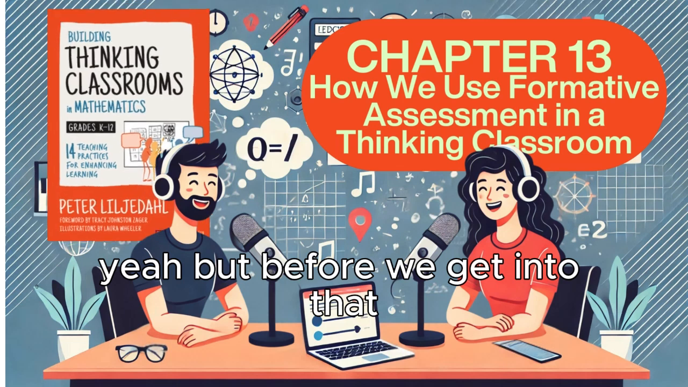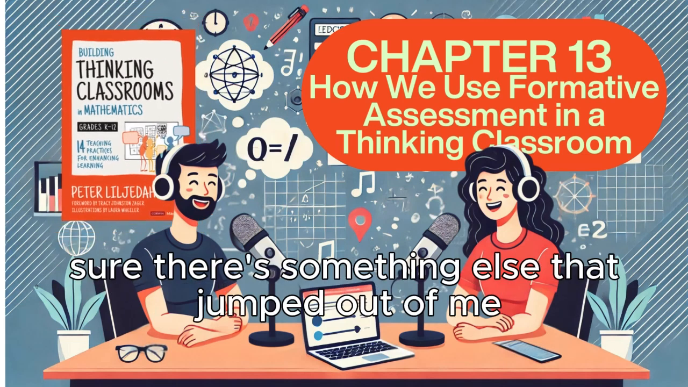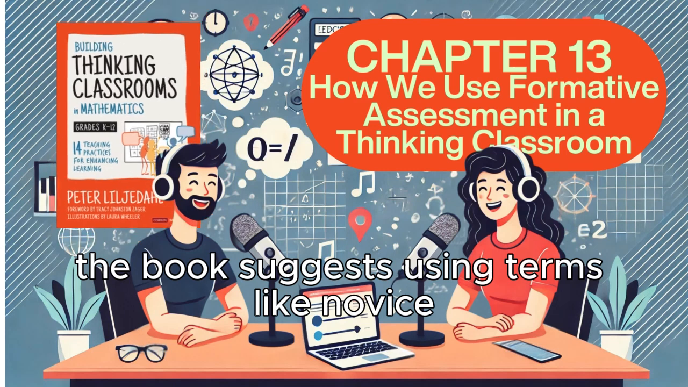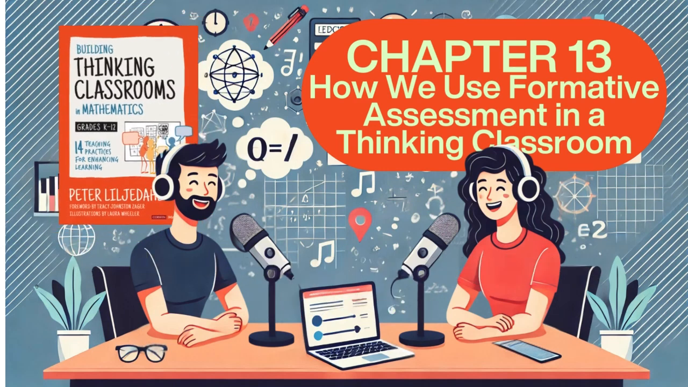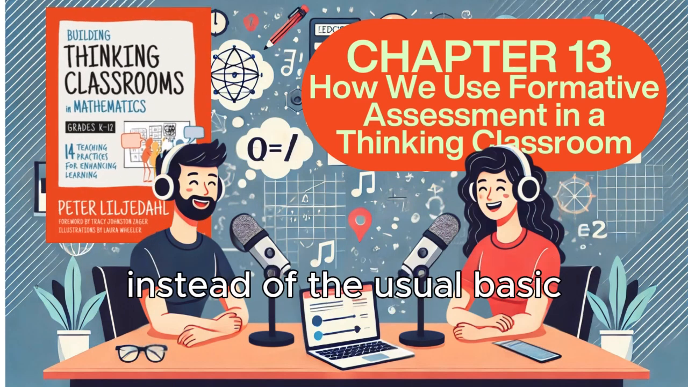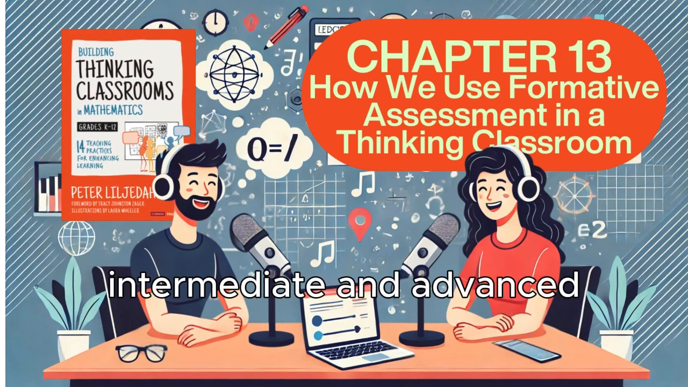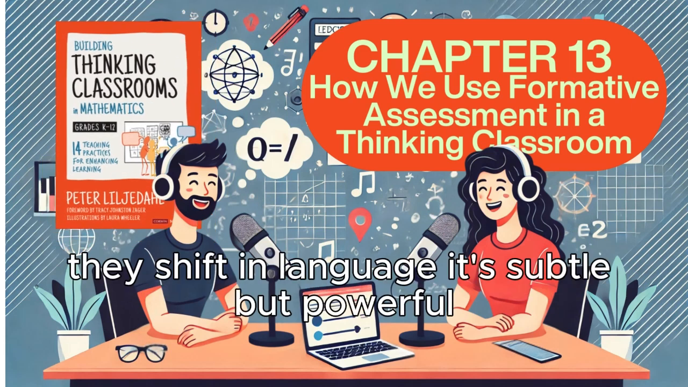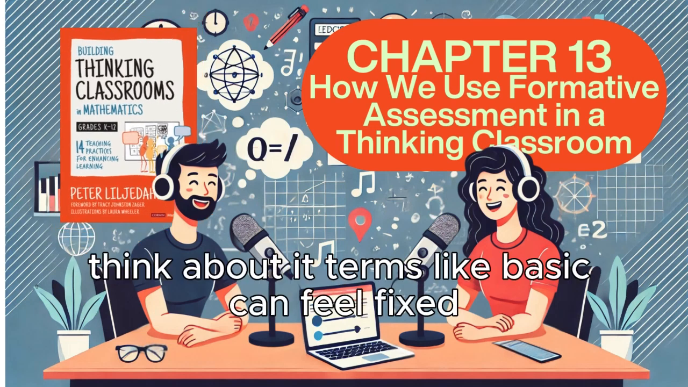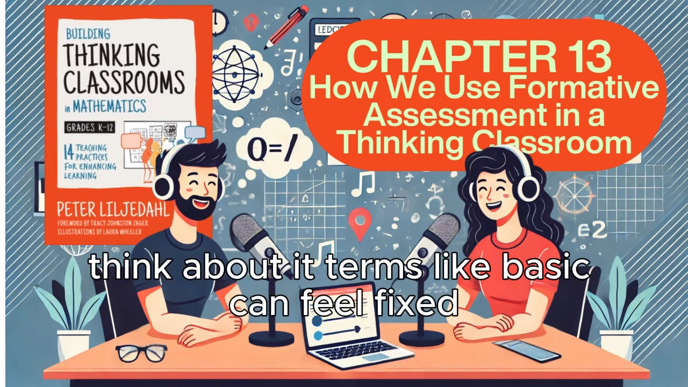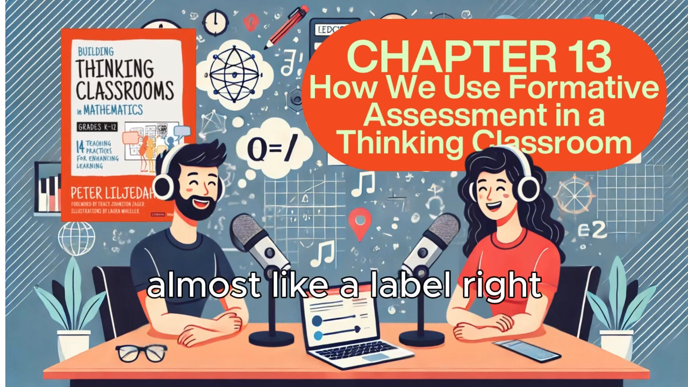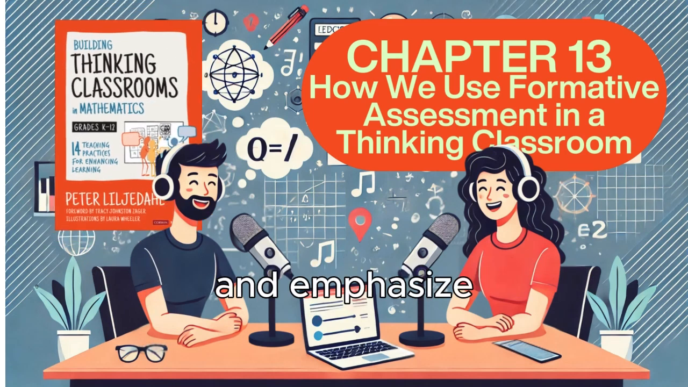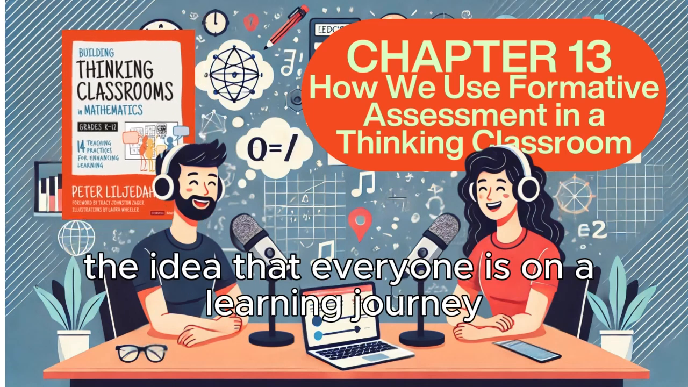Yeah, but before we get into the practical side of things, there's something else that jumped out at me from the chapter. The book suggests using terms like novice, emergent, and expert instead of the usual basic, intermediate, and advanced. Why this shift in language? It's subtle but powerful. Think about it. Terms like basic can feel fixed, almost like a label. These new terms, on the other hand, focus on the student's abilities and emphasize the idea that everyone is on a learning journey.